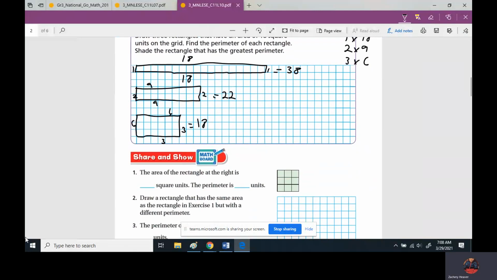The area of the rectangle to the right is how many square units? It's 3 by 3, so it's 9. The perimeter is 3, 6, 9, 12.